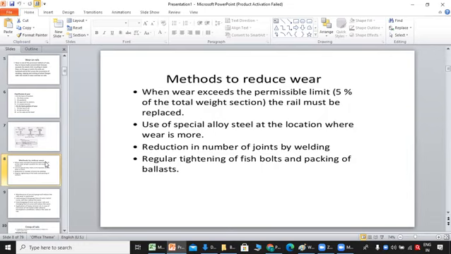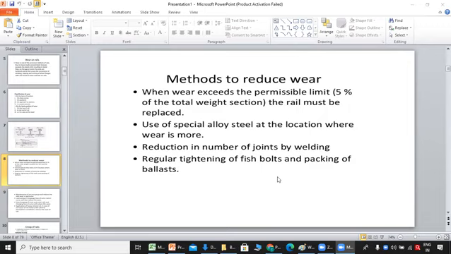And regular tightening of fish bolts and fastening, and also packing of ballast. ठीक है. Packing of ballast is the most important parameter here. ठीक है. Because if you know the loading cycle, ठीक है, from train to wheel and wheel to rail, rail to sleeper, sleeper to ballast, and ballast to subgrade.